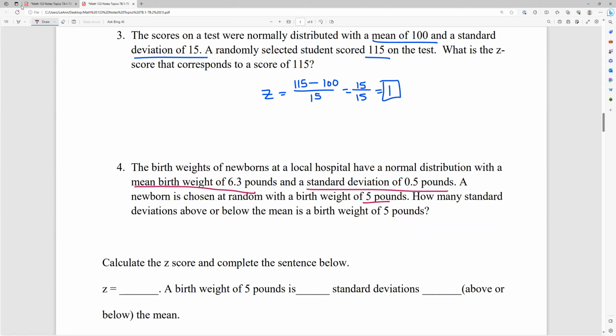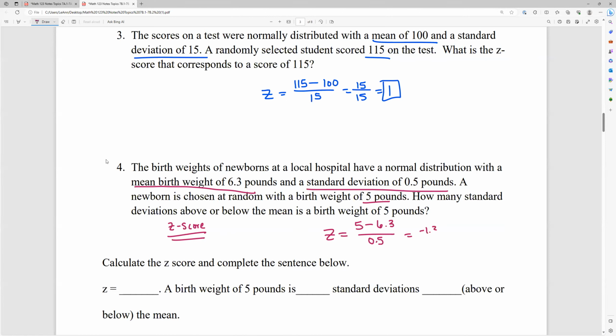How many standard deviations above or below is that 5-pound baby? Remember, standard deviations above or below directly relates to your z-score. So the z-score is equal to the actual baby in question, which is 5 pounds, minus the average for the babies, which is 6.3, divided by the standard deviation of all the babies. So 5 minus 6.3 is negative 1.3.